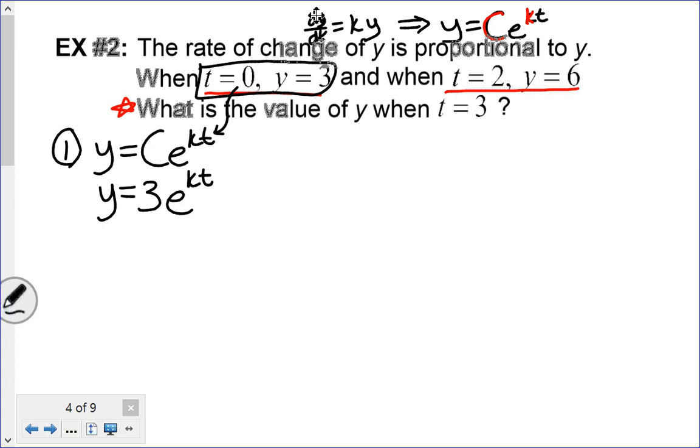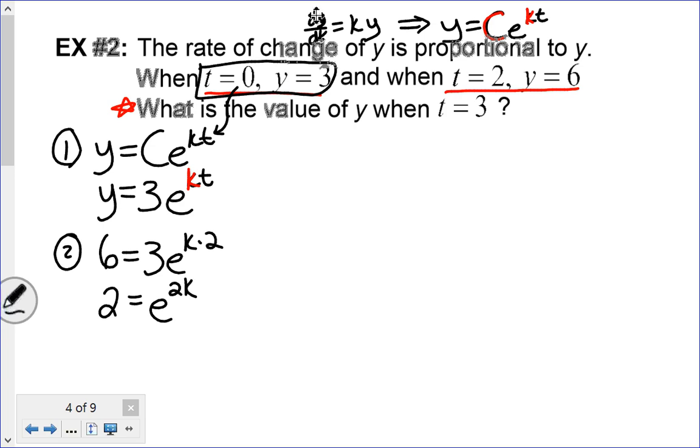But I still don't know the value of k. So now I'm going to use the second set of conditions to figure out what k is. So y is 6 when t is 2. All I did was fill in y is 6 and t is 2. So now I'm going to solve this. I need to divide both sides by 3 so that I get 2 equals e to the kt.